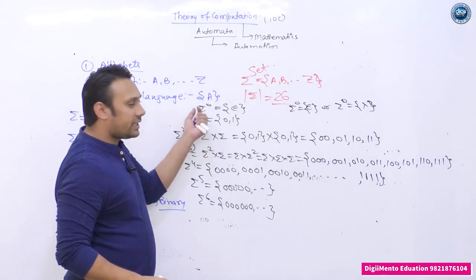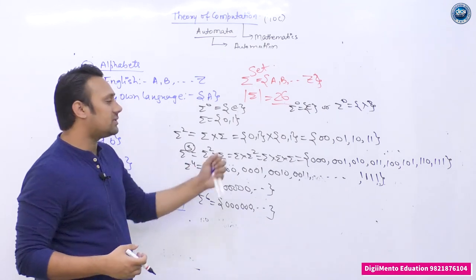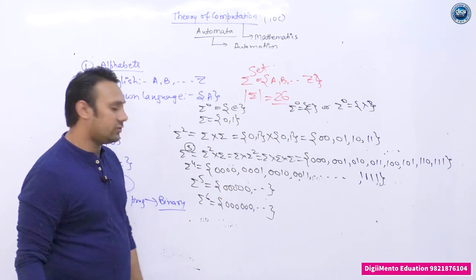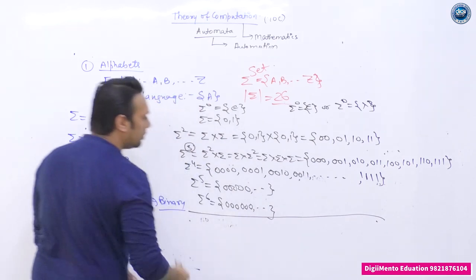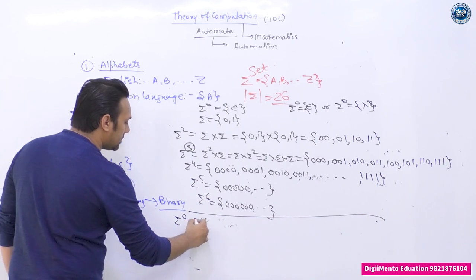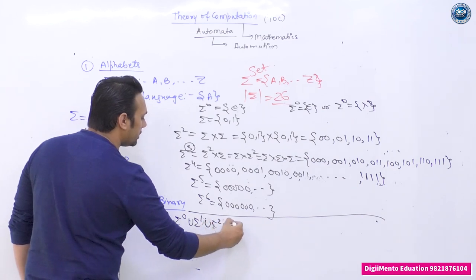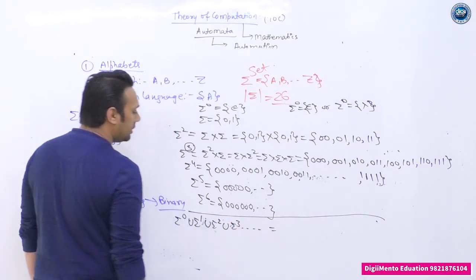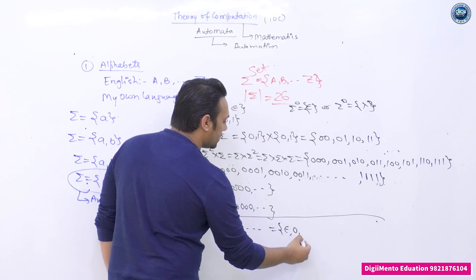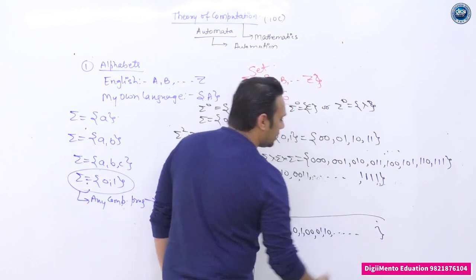So if I take the powers of summation, iska matlab hai hame wo sabhi strings milenge jinki length hai. Jaise summation raised to power 3 means set of all possible strings of length 3. Summation raised to power 4 means set of all possible strings of length 4. Now if I do a union of all of them, that is if I do summation raised to power 0 union summation raised to power 1 union summation raised to power 2 union summation raised to power 3 and so on till infinity, so this is going to be epsilon comma 0 comma 1 comma 0 0 0 1 1 0 and so on, it will continue till infinity.